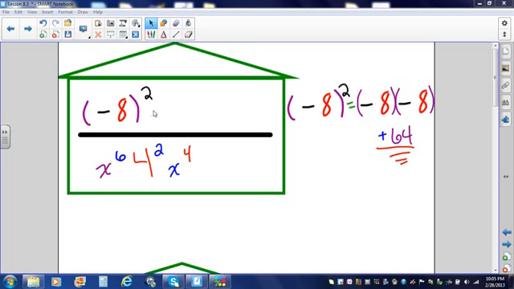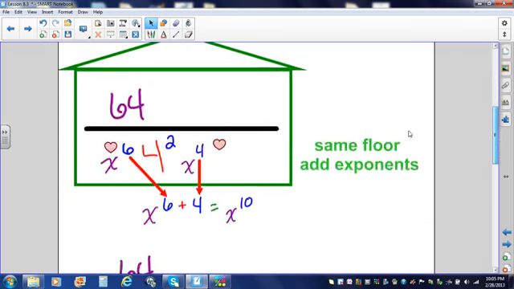Here's our problem now. I'm going to do negative 8 to the second power. It's in parentheses. Negative 8 parentheses, negative 8 parentheses. Negative 8 times negative 8 equals 64 positive. So this is going to change to positive 64. So there's my positive 64.